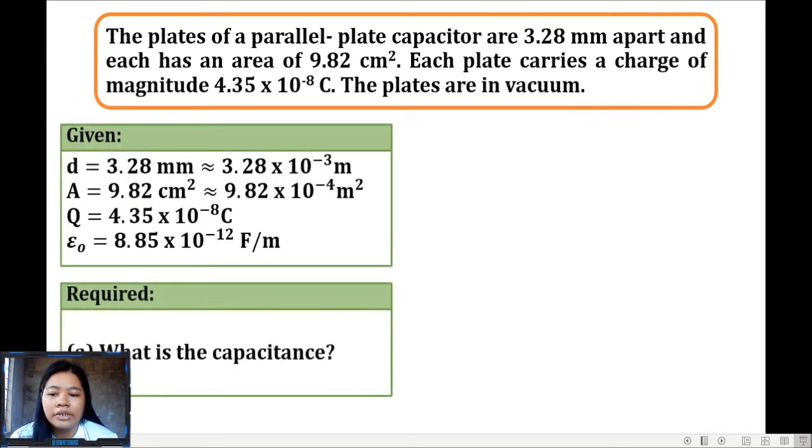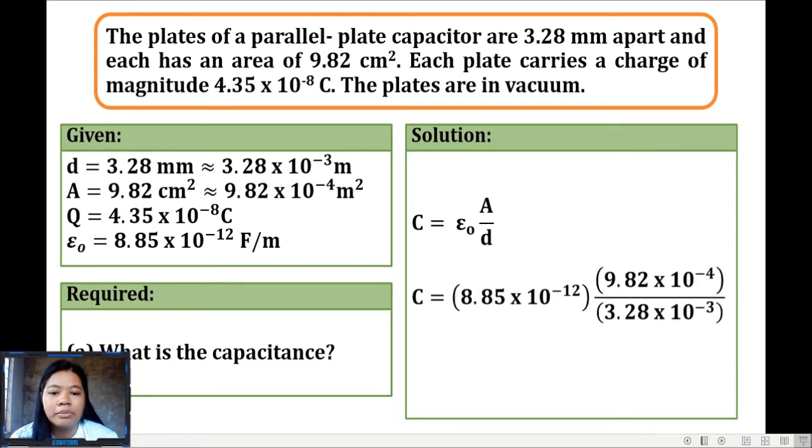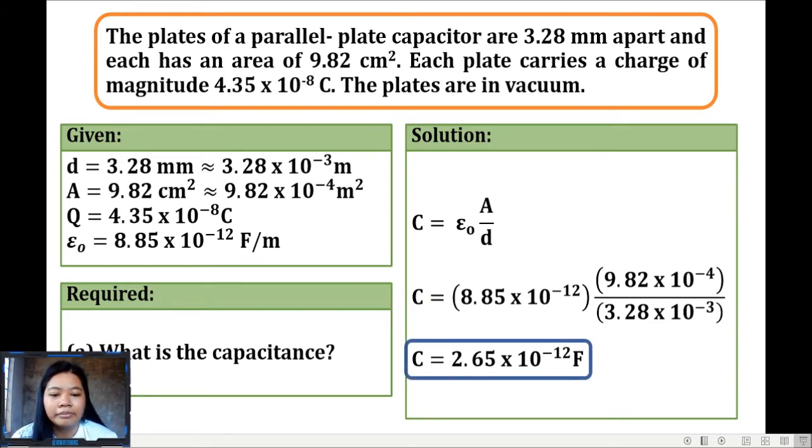So for the first question, we are being asked for the capacitance. We will be using the equation C is equal to epsilon naught A over D. So we simply substitute our values. We have 8.85 times 10 raised to negative 12 times 9.82 times 10 raised to negative 4 divided by 3.28 times 10 raised to negative 3. And this will be equal to 2.65 times 10 raised to negative 12 farad.